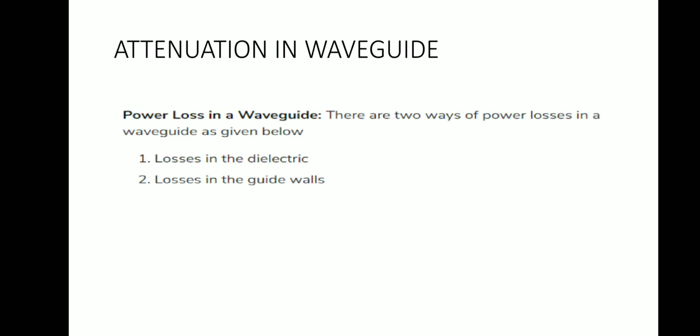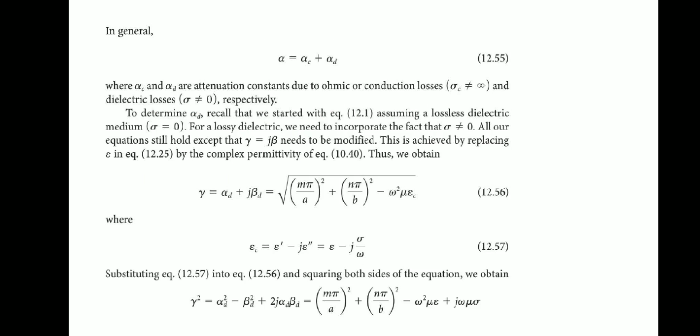Hi all. In this class we will see the different attenuations in a waveguide. Mainly the attenuation in a waveguide is classified into two. The power loss happens in two ways in a waveguide: losses in the dielectric and losses in the guide walls. So we can see them one by one.